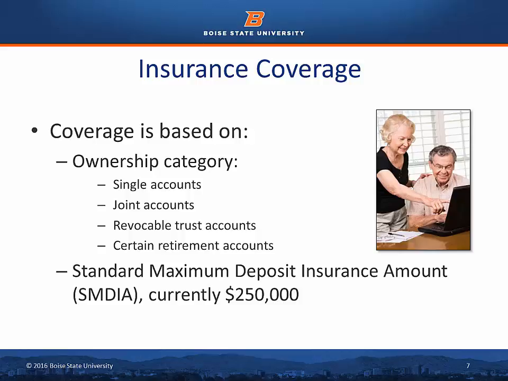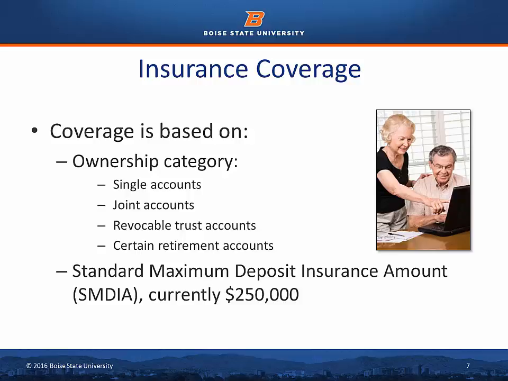The current SMDIA for each ownership category, which we will discuss in more detail later, is as follows. Single accounts owned by one person, $250,000 per owner. Joint accounts owned by two or more persons, $250,000 per co-owner.